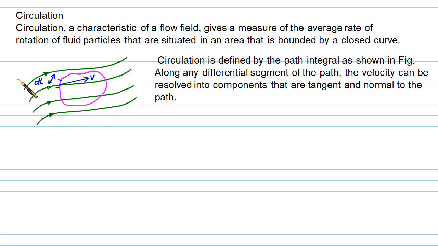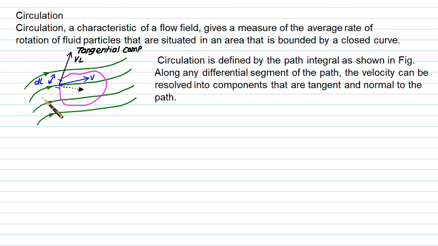So to calculate the circulation, we have to take the path integral for the given curve along a differential segment dl. To find this value, we have to resolve the velocity v along the perpendicular and the tangent to the path. For the differential segment dl, this component is the tangential component, which we represent as VL, and the other component is normal to it, perpendicular to the differential element dl.